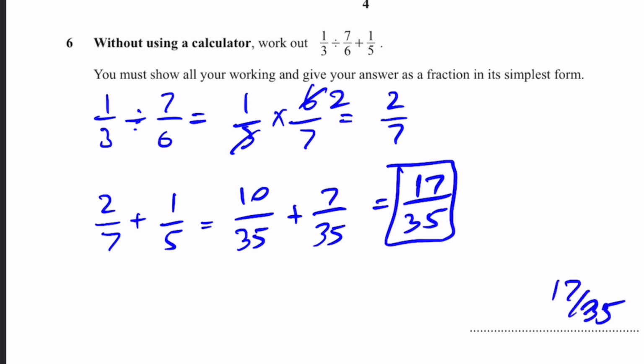That's the answer. By the way, how do we get 10 by 35? Simply multiply this fraction by the denominator of the other one, and multiply the other fraction by the denominator of this one, on both sides. That'll make 10 by 35 and 7 by 35. Adding them is 17 by 35.